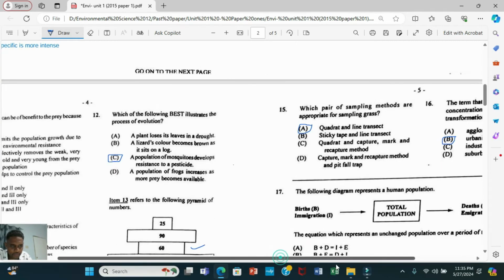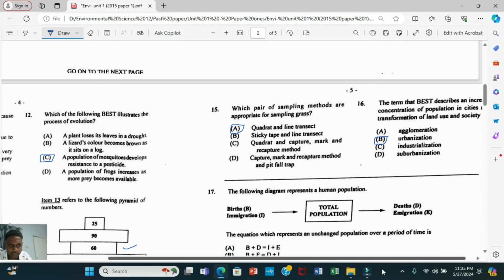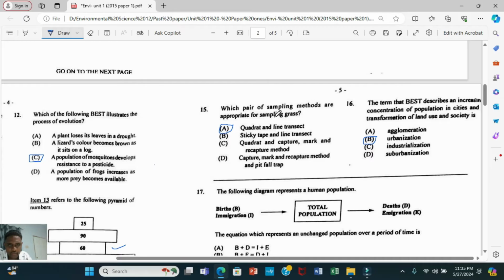Number 15. Which pair of sampling methods are appropriate for sampling of grass? And that would be A, the quadrat and the line transect. Of course, guys, sticky tapes and the mark and recapture method are for animals, all right?